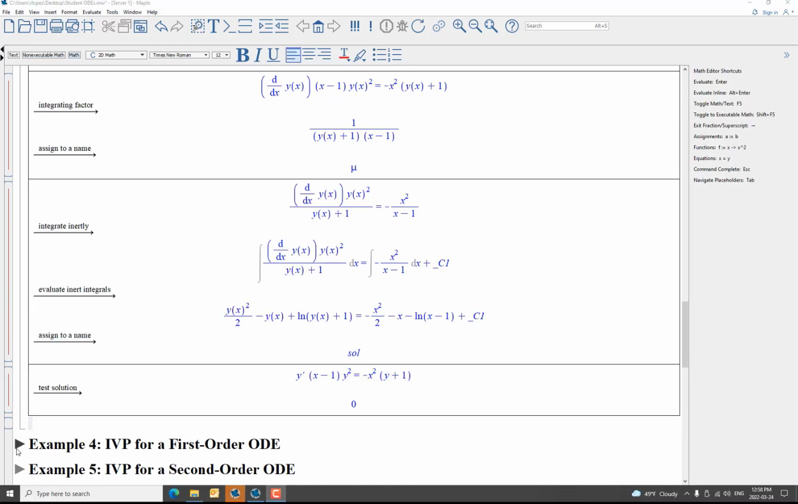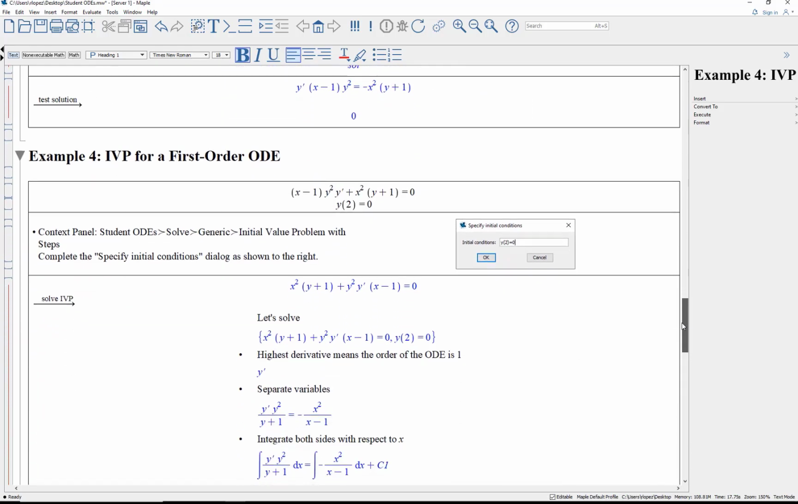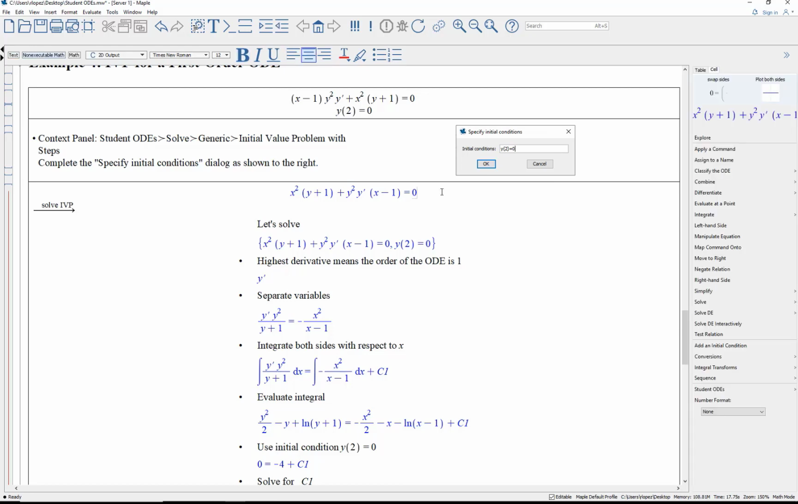Example 4. A first-order equation posed as an initial value problem. So here's the differential equation, initial condition. Differential equation, Student ODEs. I'm going to go to solve, generic, with steps. Okay, let's take initial value problem with steps, and this is what you get back.